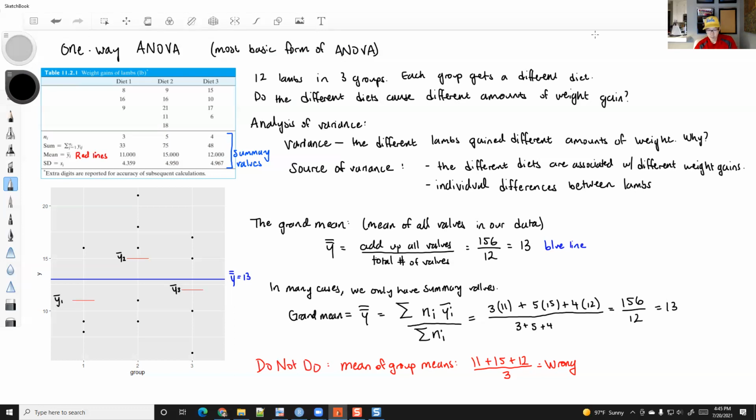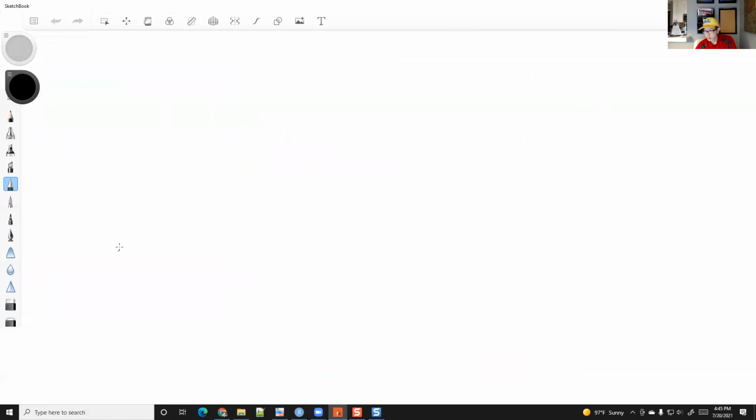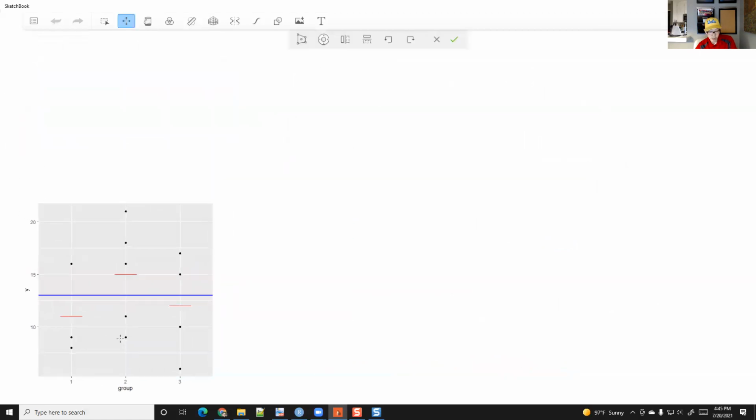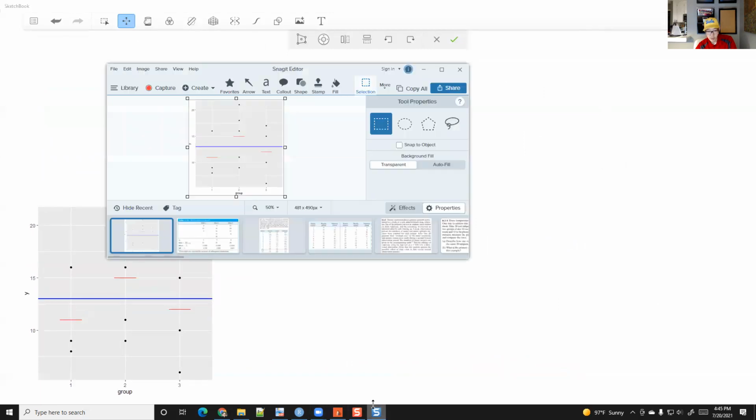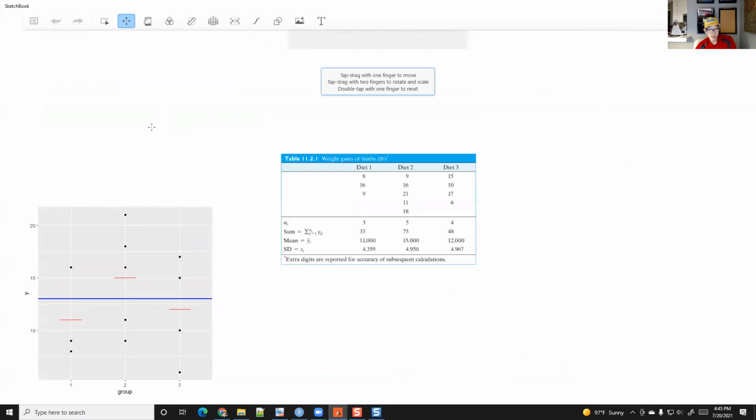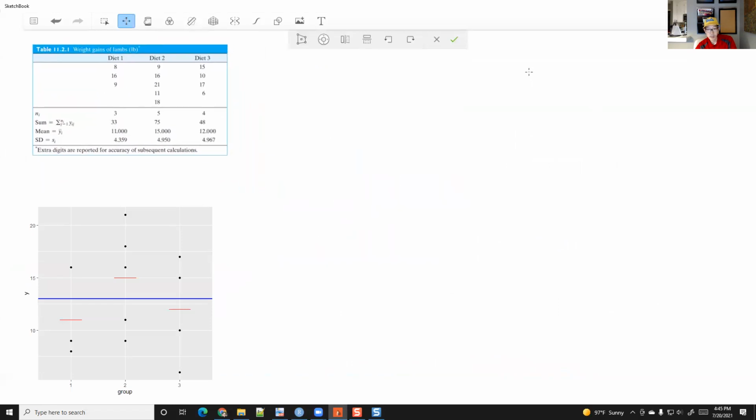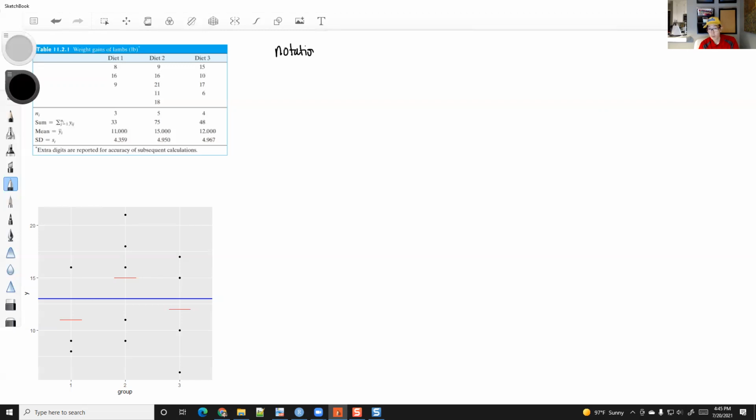All right, and so let me put this chart down here again, and let me just discuss a little bit of notation here. As far as notation, the individual values are indicated as Y I J, okay? I is the group number, and J is the value within the group.